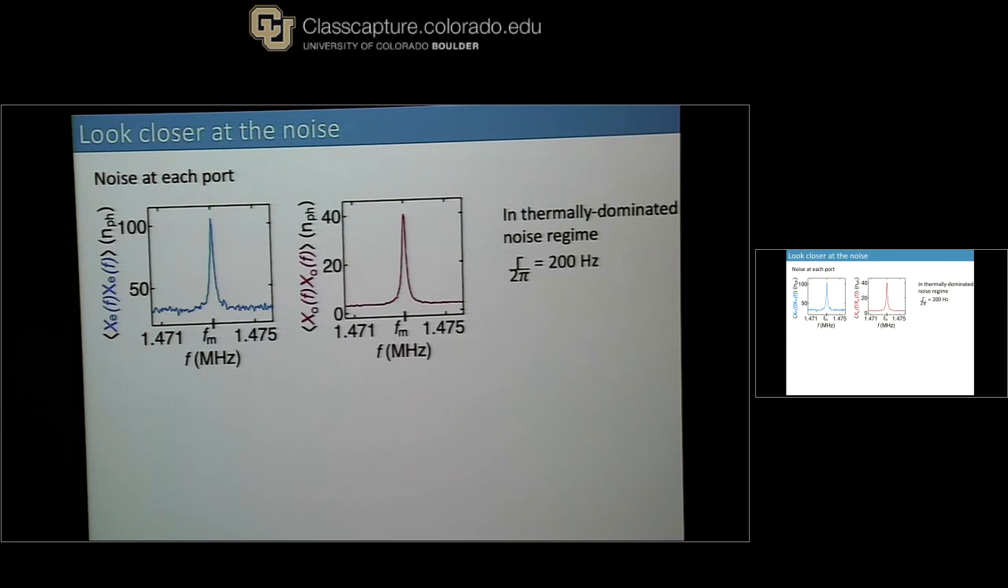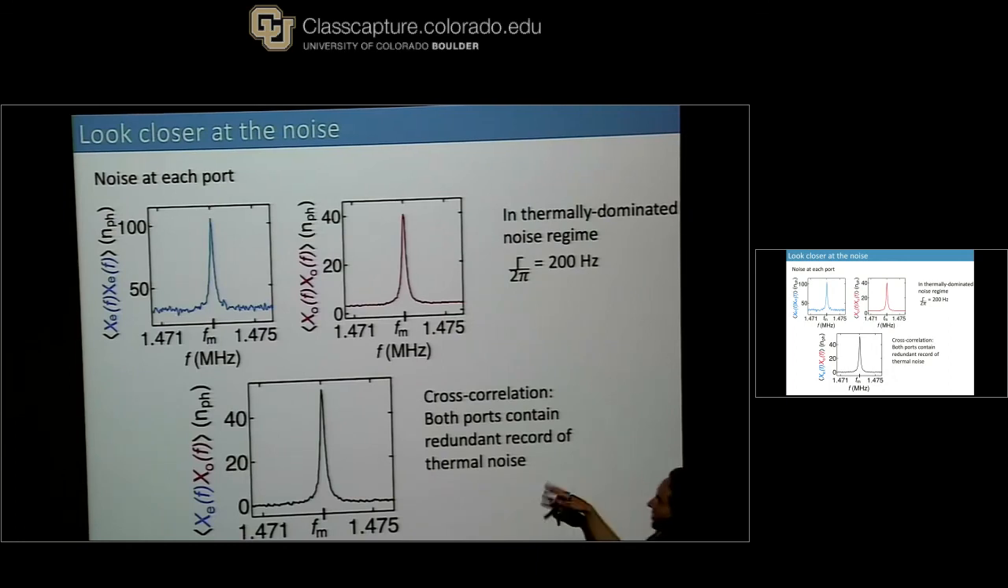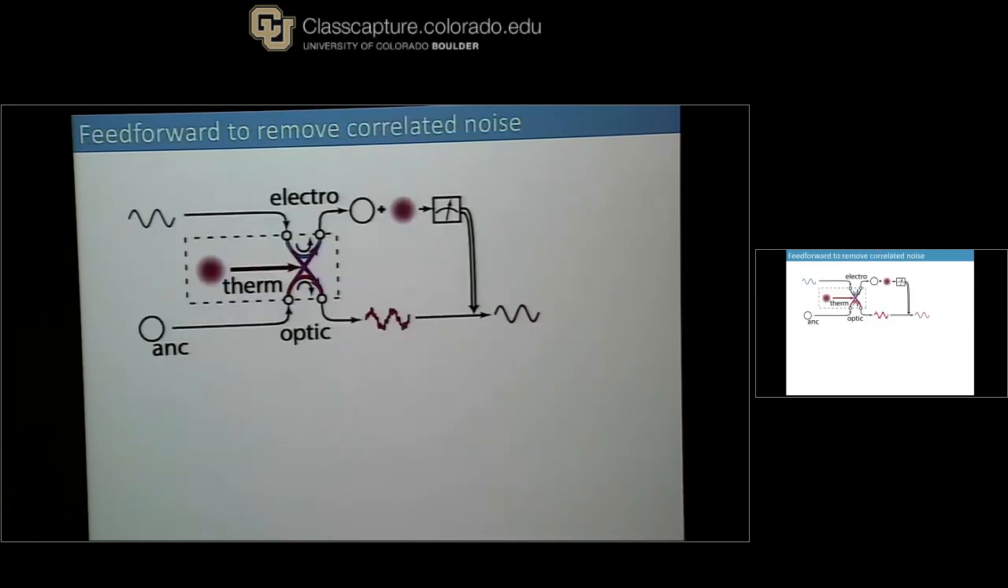So we're in a limit where we didn't perfectly get our mechanics right, so there's some thermal noise in the system. If we just look at the optical fluctuations and the electrical fluctuations, they look the same, and we have some added noise from them. But there's something more interesting you can see: if you look at a cross correlation between your electrical port and your optical port, you'll see that in this thermally dominated regime, those signals are perfectly correlated, or quite correlated. So there's a redundant record of the thermal noise in both the electrical and the optical ports. That potentially provides some information.